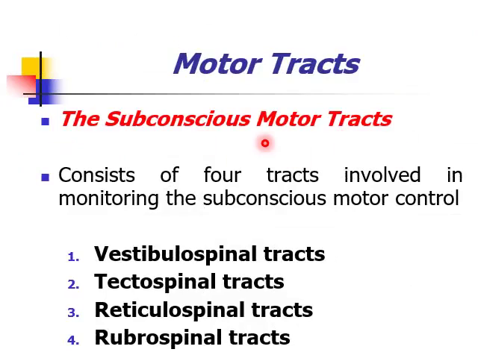Whereas for the extrapyramidal system, we've got four other tracts that will be discussed in a separate lecture. They are the vestibulospinal, the tectospinal, reticulospinal, and rubrospinal tracts: one coming from the vestibular nucleus, one from the tectum of the midbrain, one from the reticular formation, and the last one from the red nucleus. The four are called subconscious motor tracts, or else extrapyramidal tracts or extrapyramidal system.